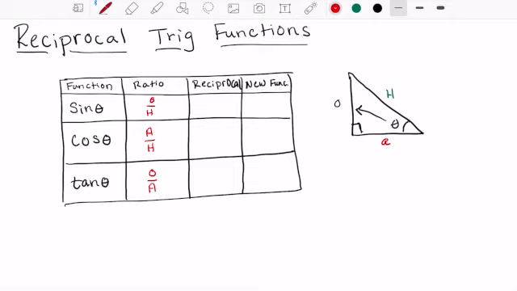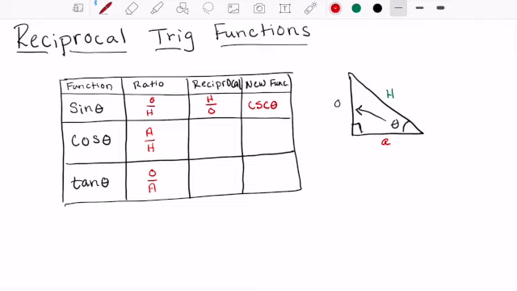Well, if we take the reciprocals of that, the reciprocal of sine of theta gives us hypotenuse over opposite, which gives us a new function. And that function is called cosecant of theta. Now, cosecant of theta represents the hypotenuse over the opposite side. So if you take the reciprocal of cosecant theta, you wind up with sine of theta. They do go back and forth, so keep that in mind because that'll be very helpful for us later.